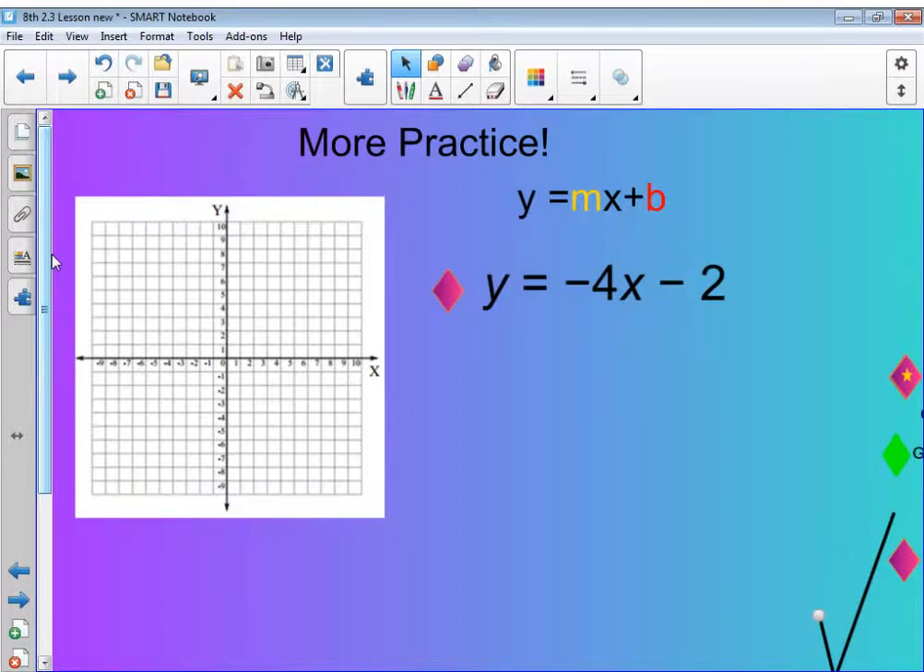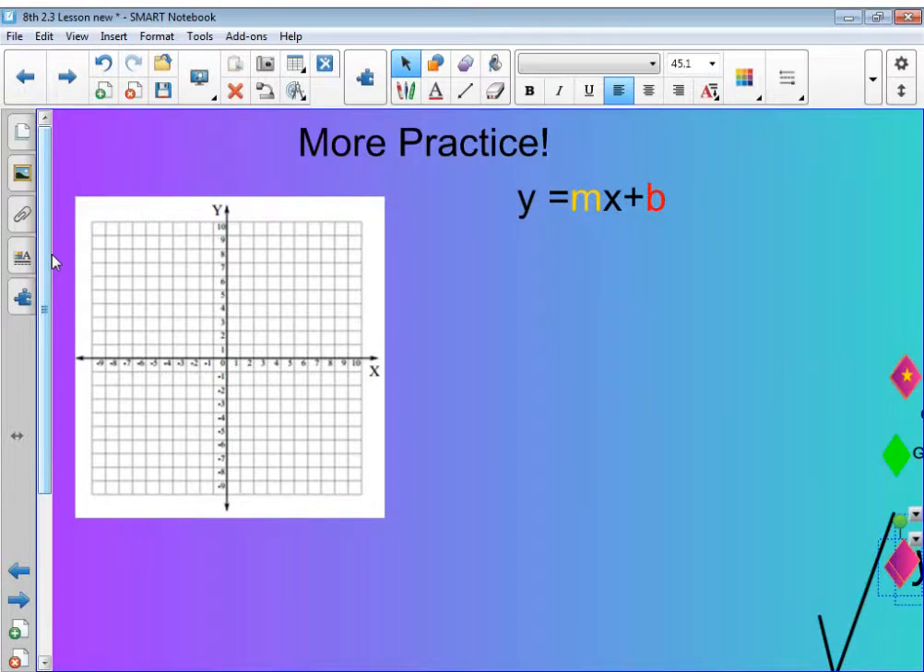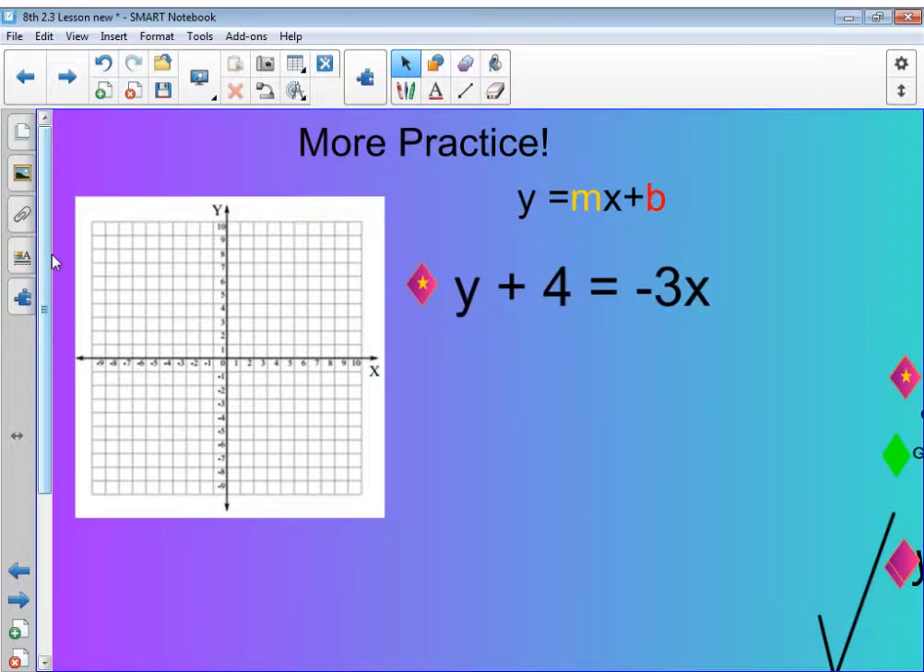So sometimes they're going to give us ones where they're a little more complicated. So here's our first one. We have y plus 4 equals negative 3x. So we need to work to get it to say y equals. We practiced these a little bit in lesson 1, and we're going to continue to practice. It's just that today we're going to go ahead and graph that.